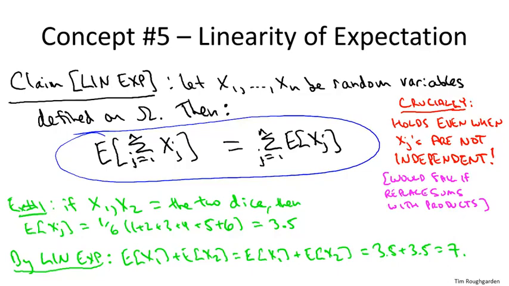But frankly, the proof is pretty trivial. So if you don't care about the proof, that's fine. You can skip it without loss. I'm including it just for completeness. And I gotta say, I don't know of another mathematical statement which is simultaneously so trivial to prove and so unbelievably useful. It's really something remarkable about linearity of expectation.